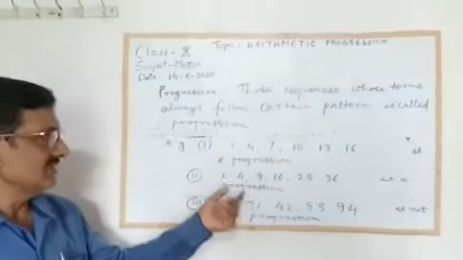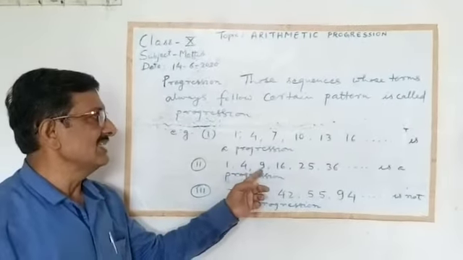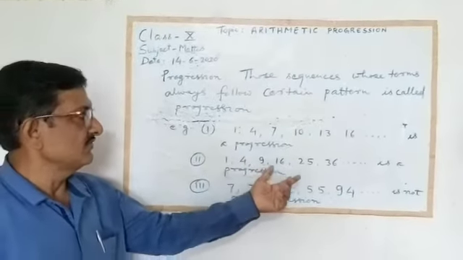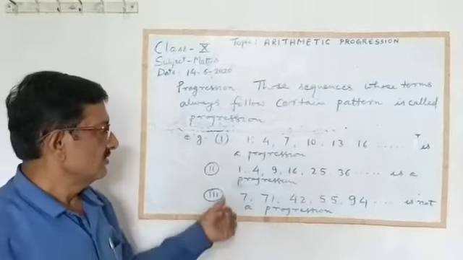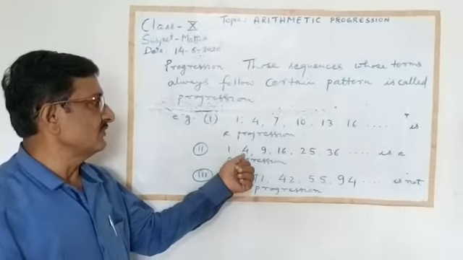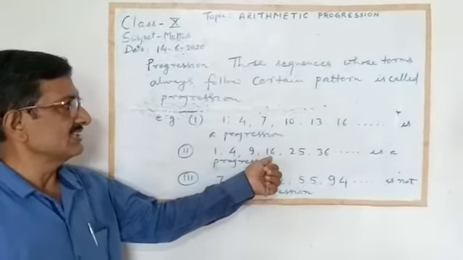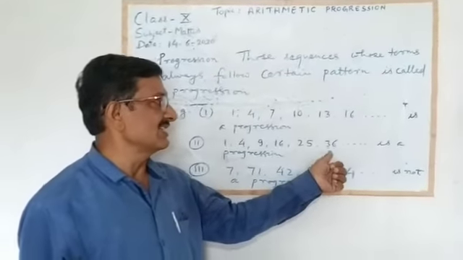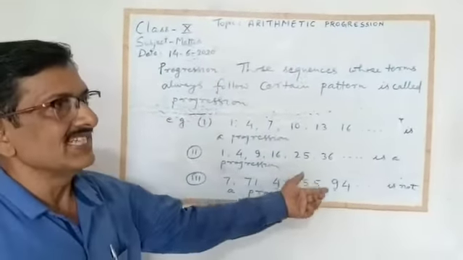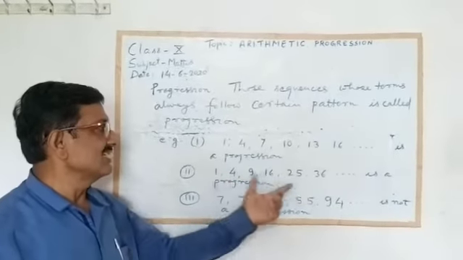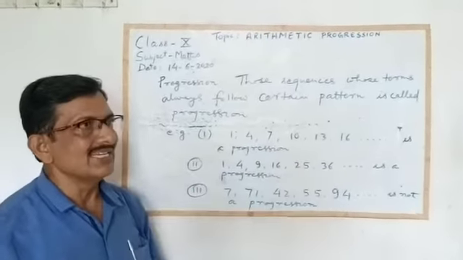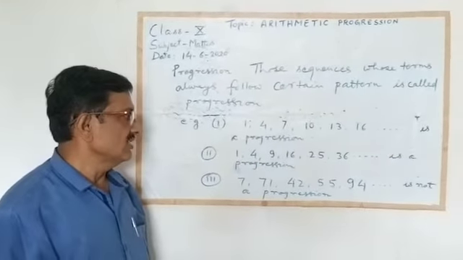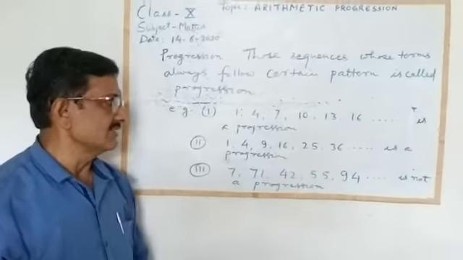In the second example, it is 1, 4, 9, 16, 25, 36. These are the squares of natural numbers. 1 square is 1, 2 square is 4, 3 square is 9, 4 square is 16, 5 square is 25, 6 square is 36. These numbers are obtained by squaring the natural numbers, so it is also following a certain pattern.